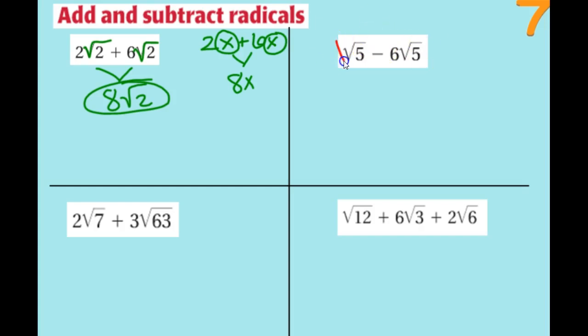Alright, on this next one we have 1 square root of 5 minus 6 square root of 5. So how many square roots of 5 do we really have? Well, 1 minus 6 is negative 5 square roots of 5.